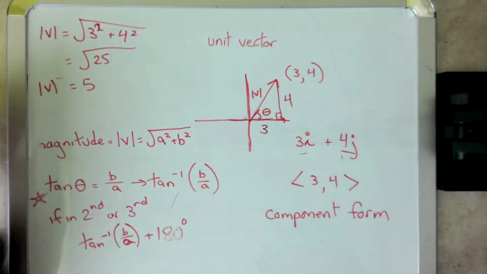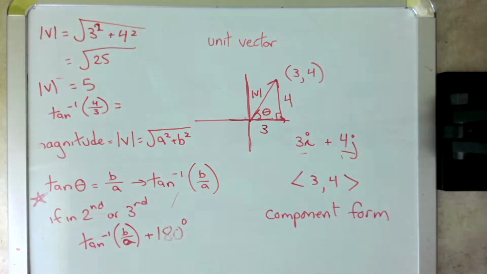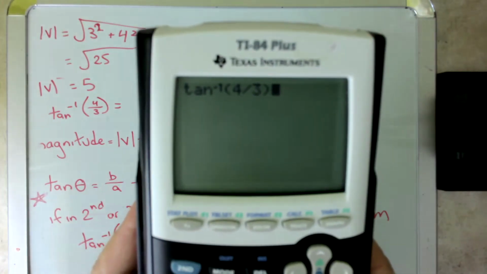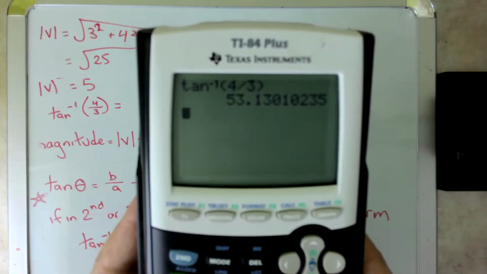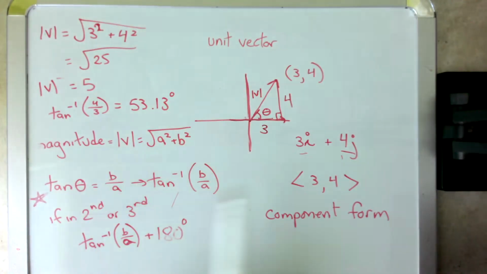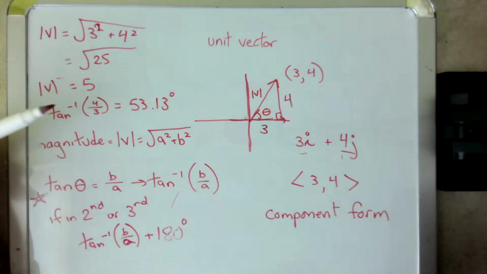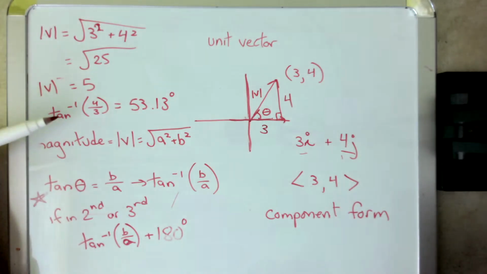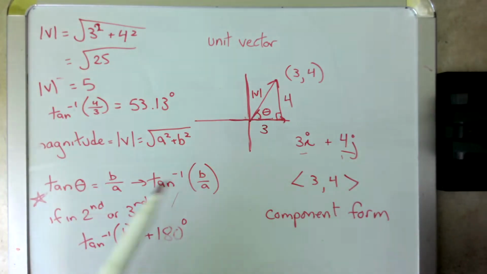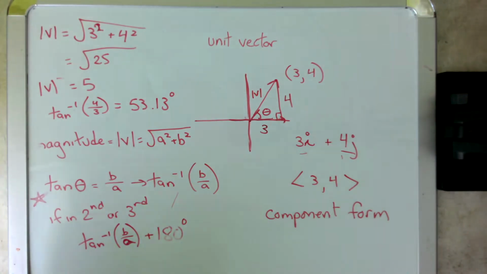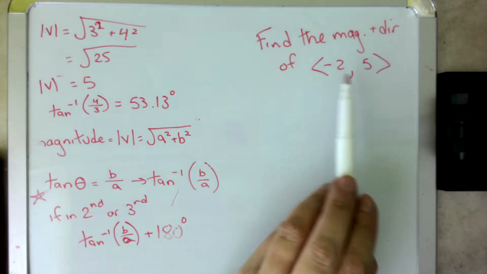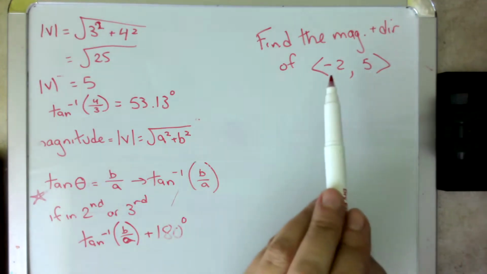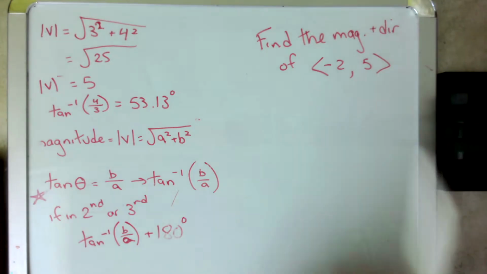So now we go ahead and we do tan inverse of 4/3, and I've already checked to make sure I'm in degrees, and I find that that is 53.13. And I have gone from component form to magnitude and direction. Let's do it again and show you how it works if it is in the second or the third quadrant. Find the magnitude and direction of -2, 5, and you see it's in those funny alligator claws. And so that means that, again, is the component form of a vector.